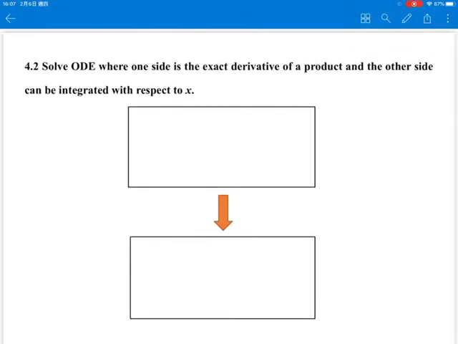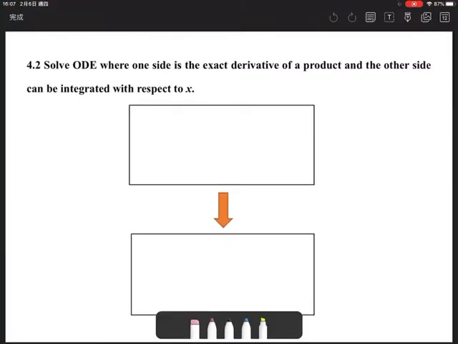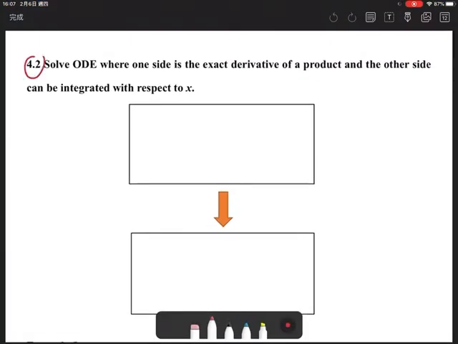Okay, so today we are going to learn section 4.2. Section 4.2, solve the ordinary differential equation where one side is the exact derivative of a product and the other side can be integrated with respect to x. Alright, so let's do a revision first.